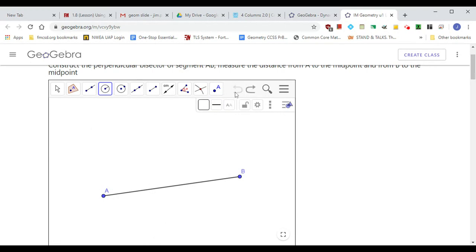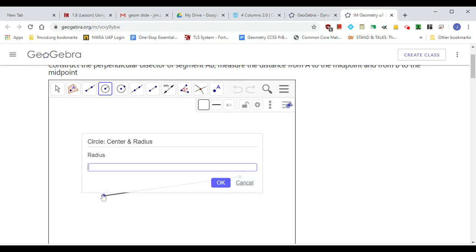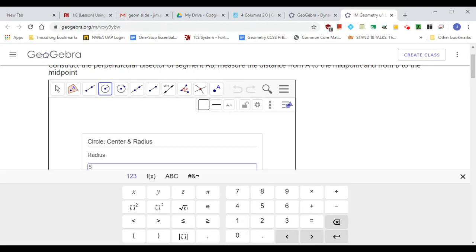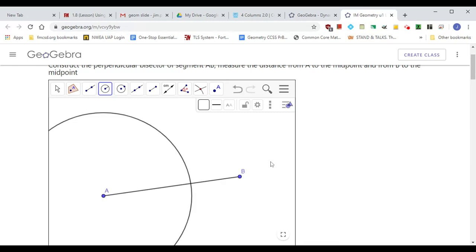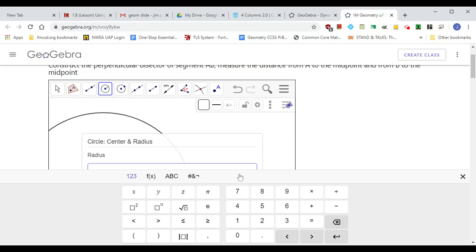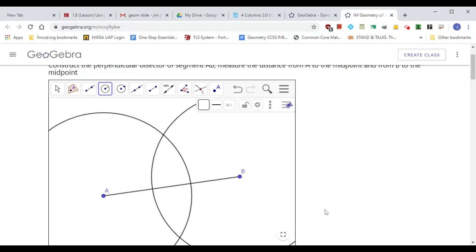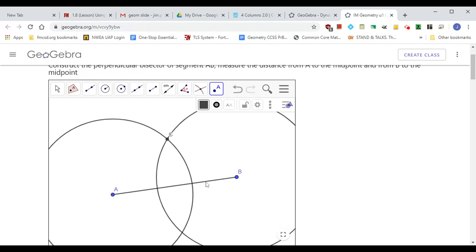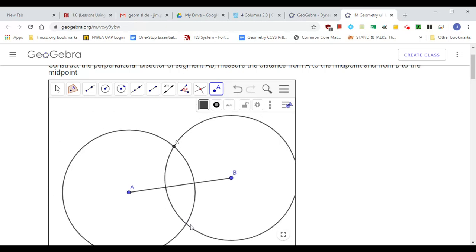Let's try it again. Let's go circle with a particular radius. And our radius is going to be, let's try 5 and see if that works for me. And then on the other end, I'm going to draw a circle from B with a radius of 5. And then I'm going to put a point. I thought I cleaned that up, but I guess I didn't. So I'm going to put a point where the circles intersect. I could use my intersecting tool, or I could just use my point tool.